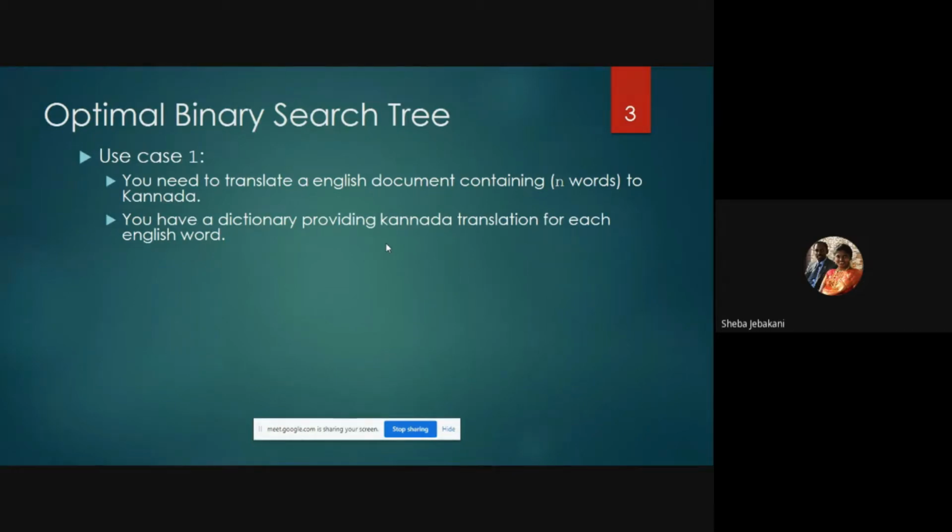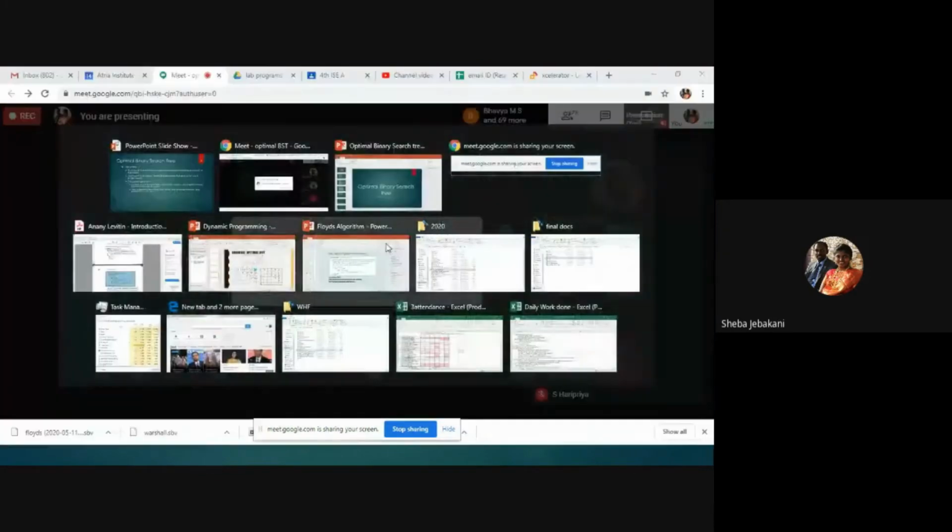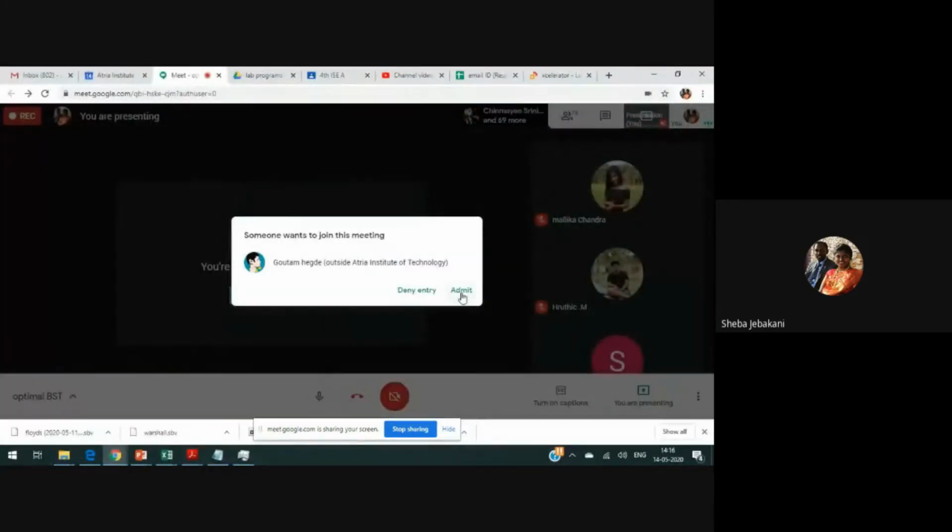So what are you expected to do? You need to take each word, find out the Kannada translation for that English word, and then you need to make a note of it. Now let's say there are certain words that are repeating. Then each time it is repeating, you'll have to go to the same position, take the word, and you have to answer.